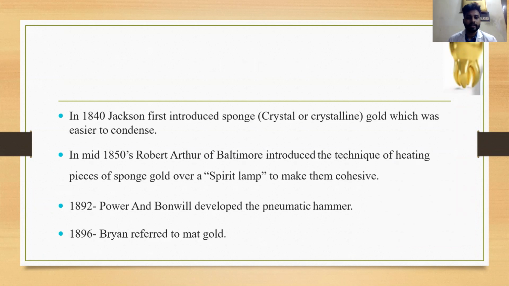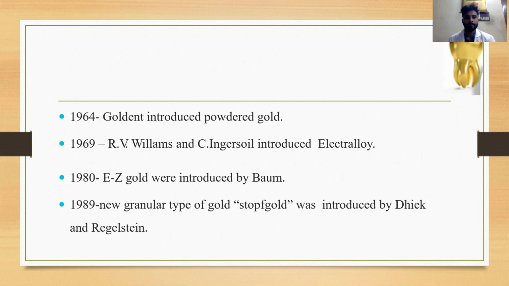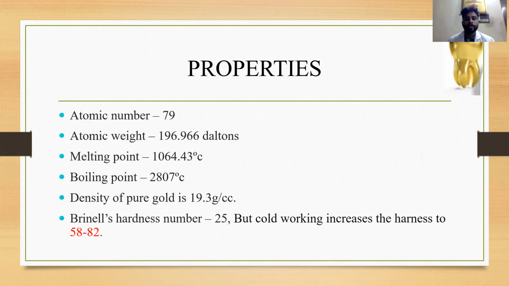And in 1840, Jackson first introduced sponge gold, which was easier to condense. And in the mid 1850s, Robert Arthur of Baltimore introduced the technique of heating pieces of sponge gold over a spirit lamp to make them cohesive. And in 1896, Bryan referred to matte gold. So finally, in 1989, a new granular type of gold called Stopped gold was introduced by D.A. and Dragelstein.